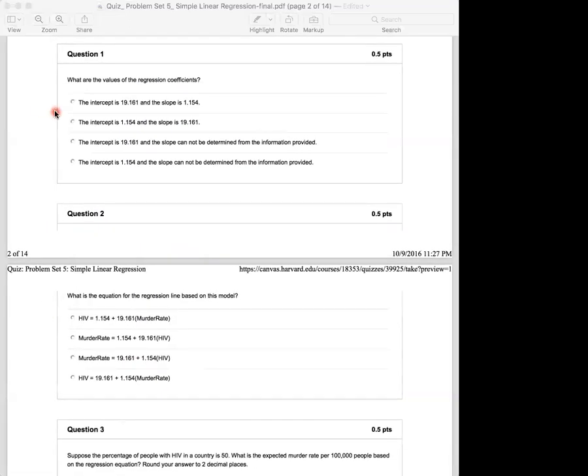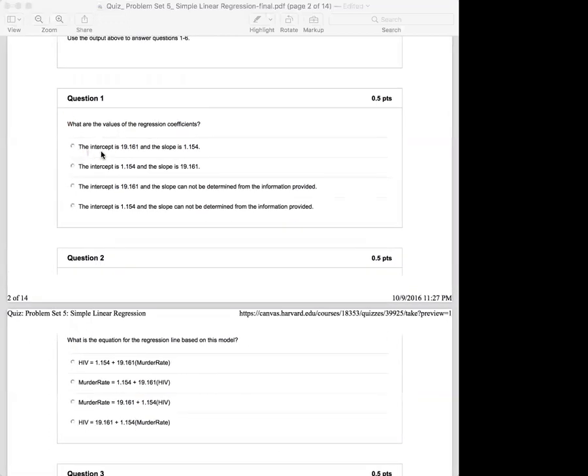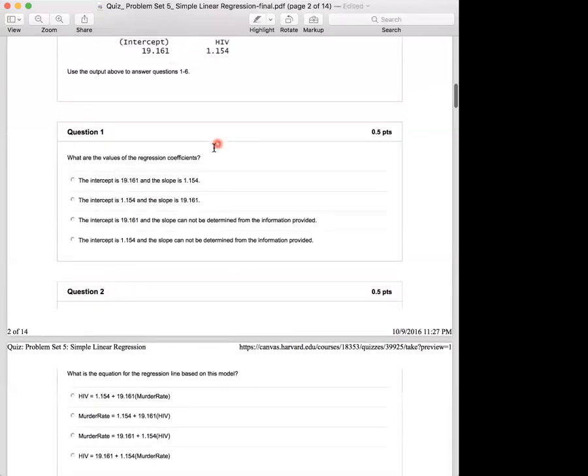So let's go to this first question. I hope you'll see a logic in how we answer the question here. We ask, what are the values of the regression coefficients? To break this down, I always emphasize dissecting the components of the question. Clearly, when we talk about regression coefficients, we need some background knowledge. What do we mean by regression coefficients?